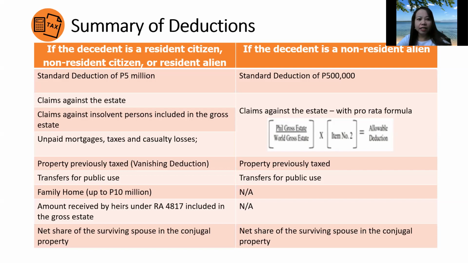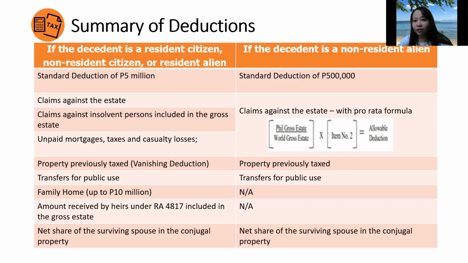For claims against the estate, there are three types: claims against the estate in general, claims against insolvent persons, and unpaid mortgages, taxes, and casualty losses. For these three, for resident citizens, non-resident citizens, or resident aliens, the claims are deductible as long as they meet the requirements. We'll discuss the requirements one by one in this video.